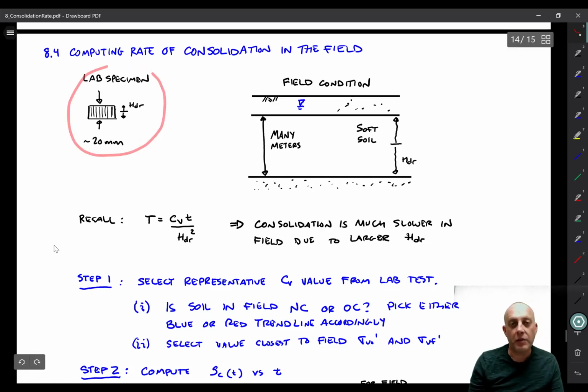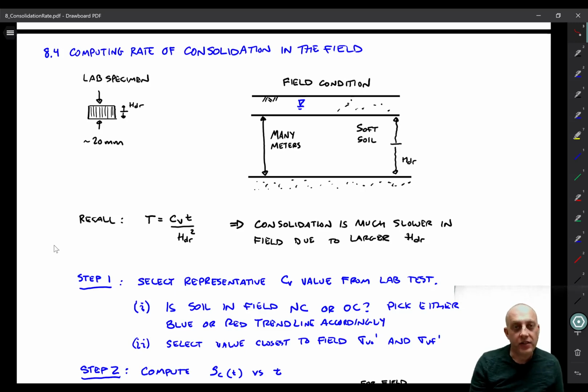The thickness is only about 20 millimeters. And the reason we do tests on pretty thin consolidation specimens is that they consolidate fairly quickly. We can do a test with only one load stage per day, typically, so it may only take a week or two to do one consolidation test. Still kind of a long time.